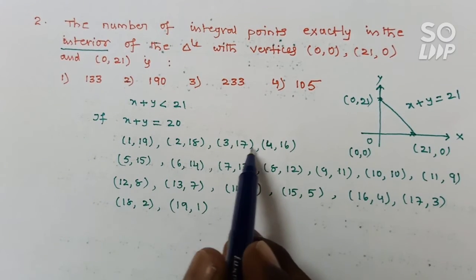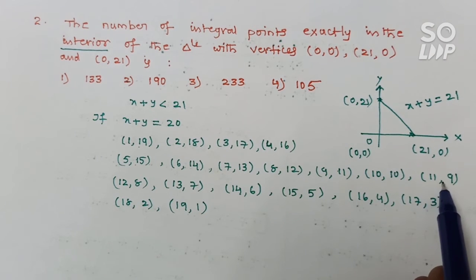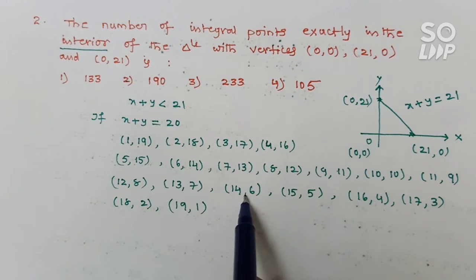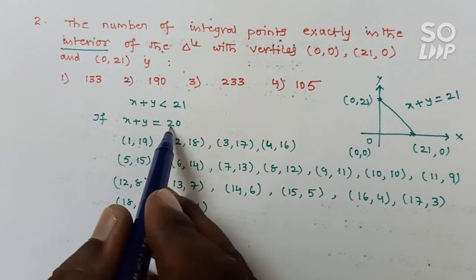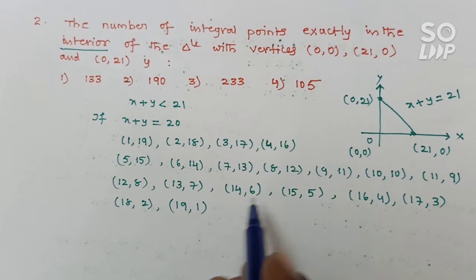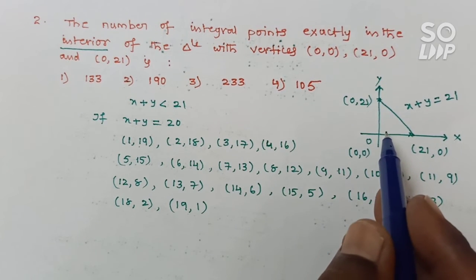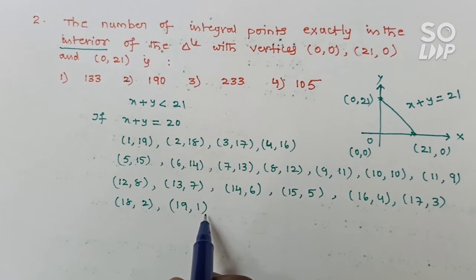1, 2, 3, 4, 5, 6, 7, 8, 9, 10, 11, 12, 13, 14, 15, 16, 17, 18, 19. So if x plus y is equal to 20, the number of points possible inside the triangle is... now how many points? 19.